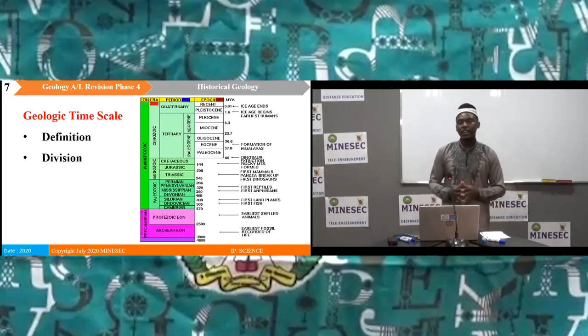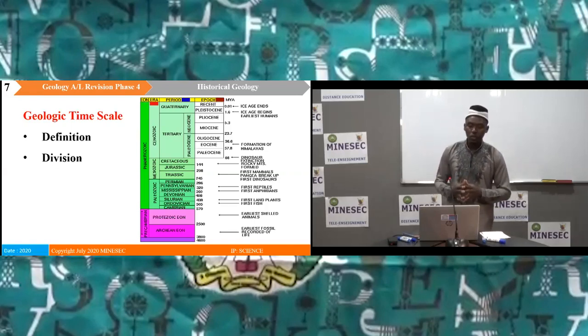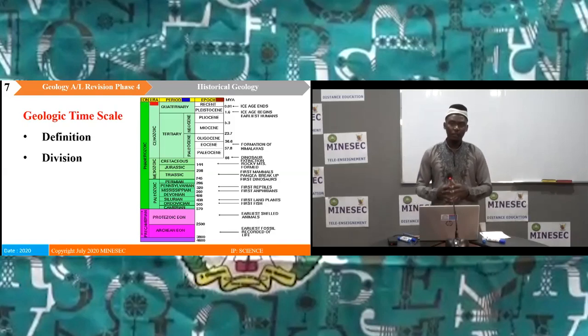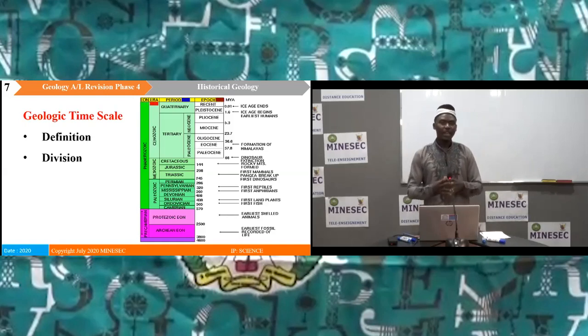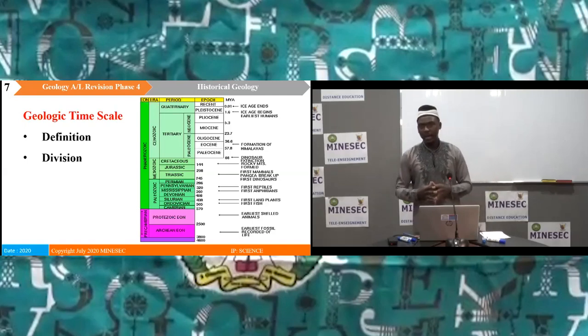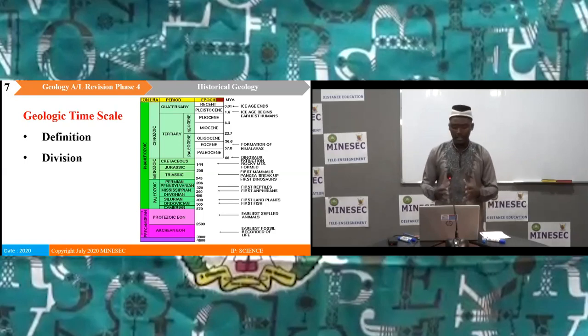The aeon has been divided into two: the Phanerozoic, aeon of visible life, and Cryptozoic, aeon of poorly understood life forms. Eras have been divided into three based on the evolution of life forms. We have, from the oldest to the youngest, Paleozoic, which is an era of ancient life forms, Mesozoic, an era of middle life forms, and Cenozoic, an era of recent life forms.